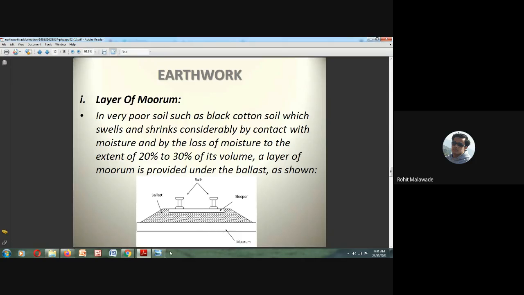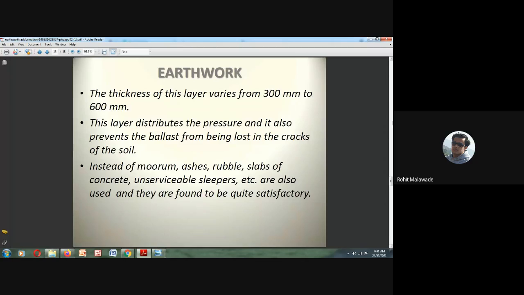If the ground level has the black soil condition, we should add muram upon it, so that it gives stability to the ballast. This is how we can have a layer of muram. The thickness of the layer should vary between 300 mm to 600 mm, that is 30 to 60 centimeter.